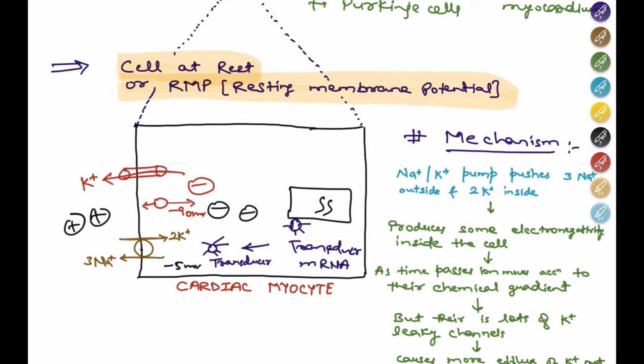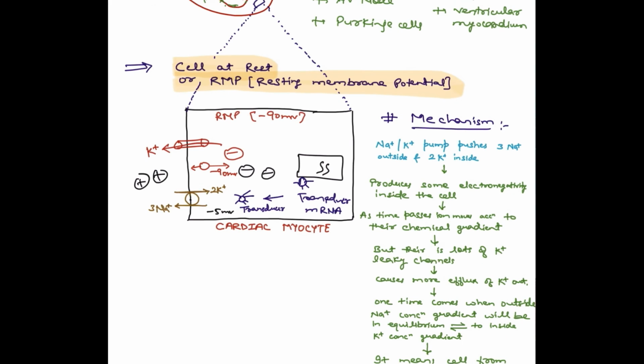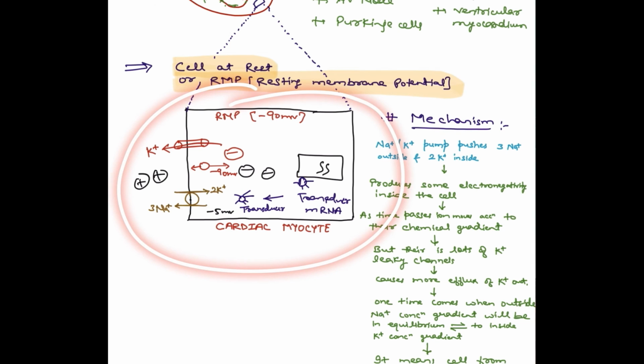This is called resting membrane potential, RMP, which is about minus 90 millivolts, where the concentration gradients of the ions moving across are equal. We have discussed the mechanism of how the resting membrane potential is generated.